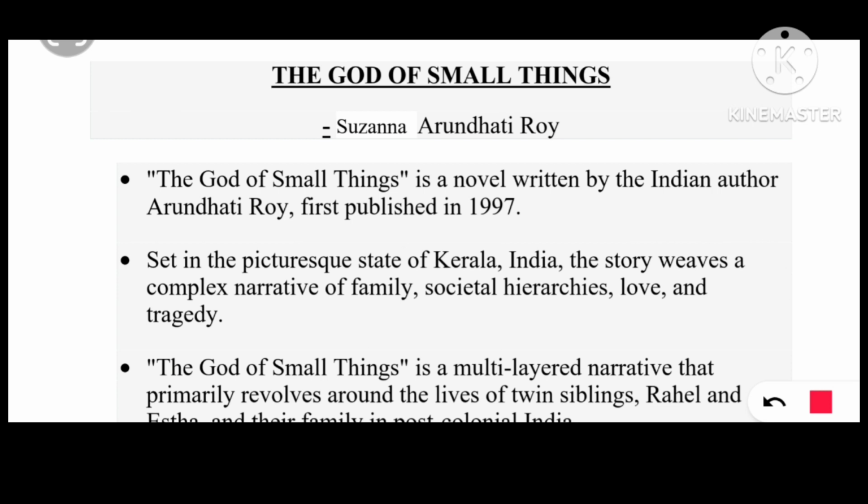See, first of all, the full name of the author is Susanna Arundhati Roy. Next, the novel The God of Small Things was published in the year 1997, and this is by an Indian author. Now next, the setting of this novel is Kerala, India. Alright, the story revolves around the places of Kerala, which is in the southern part of India. So as we know, it was the southern part of India, which received so many communities in their place.